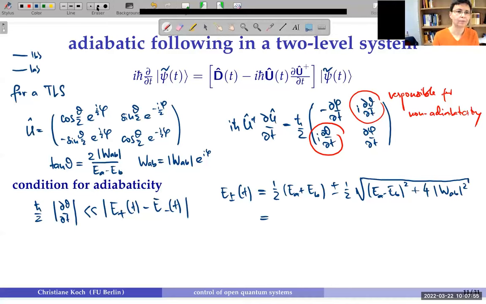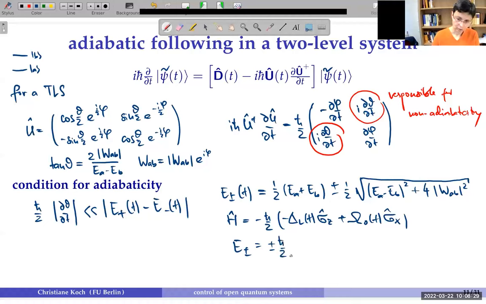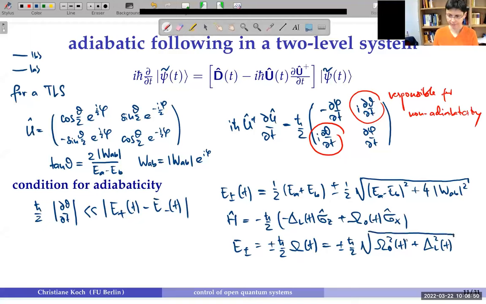We can write them specifically if you assume, let's say, that you're doing this in the rotating frame, and our Hamiltonian would be detuning with sigma z and Rabi frequency with sigma x. Then this E plus minus is simply plus minus h bar over 2 omega of t, where omega of t is given by the square root of omega 0 of t squared plus the detuning squared, which can also depend on time.